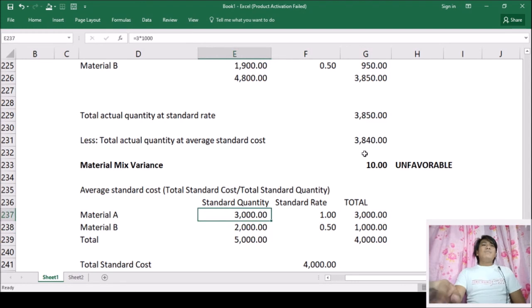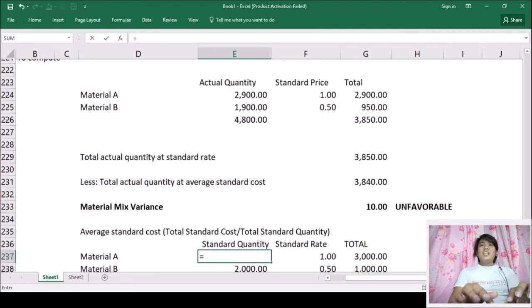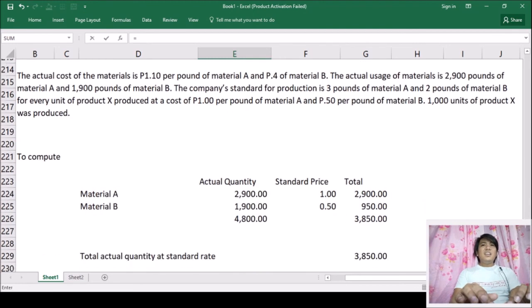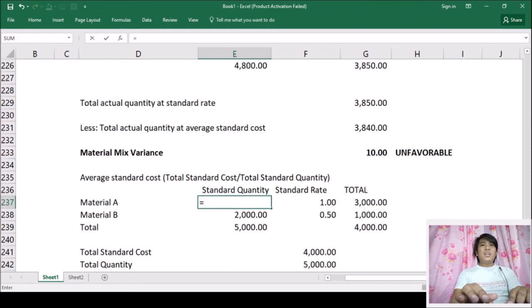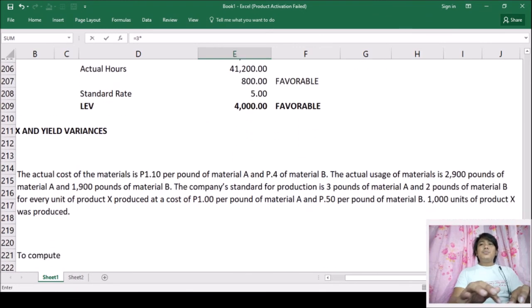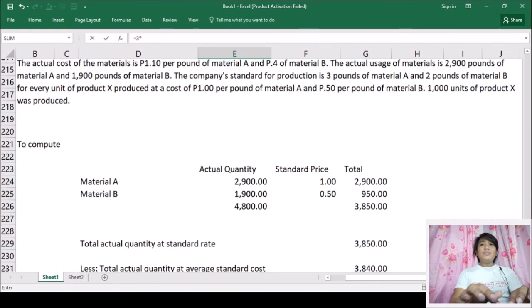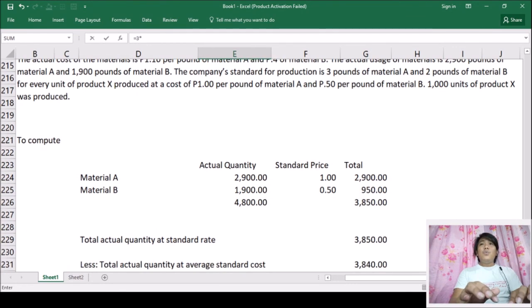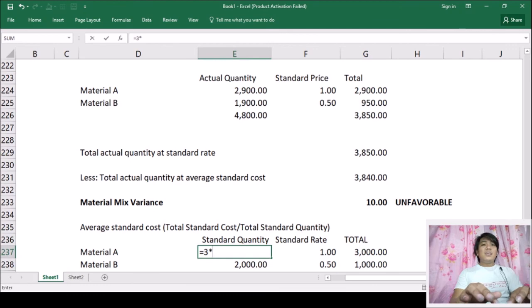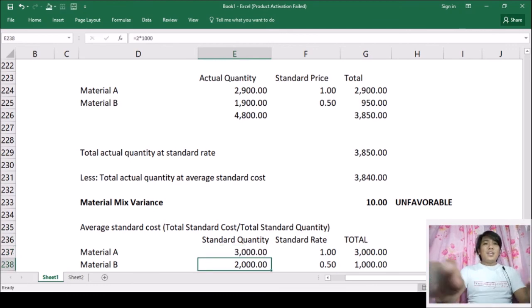Paano ko po na-compute yung 3,000 na yan? Take note that each unit at standard for production is 3. Okay, for material A, 3. And then, yung actual produce po natin ng product is 1,000. Ayun, no? 1,000 units of product X was produced. So, 3 multiplied by 1,000, that's 3,000.